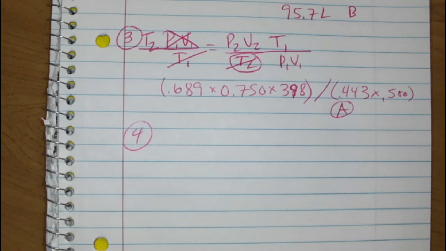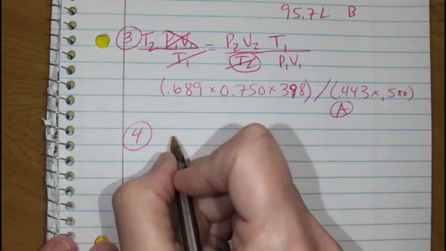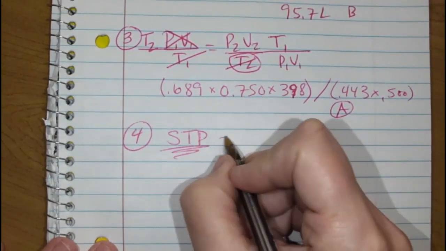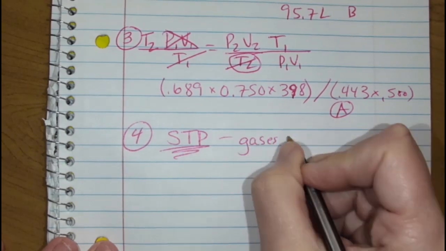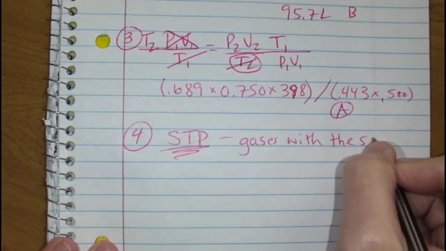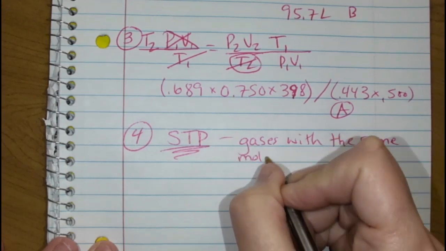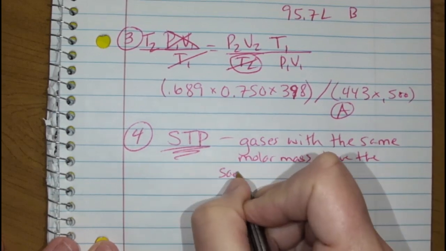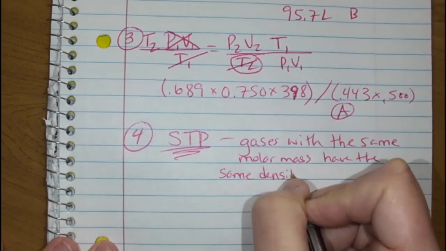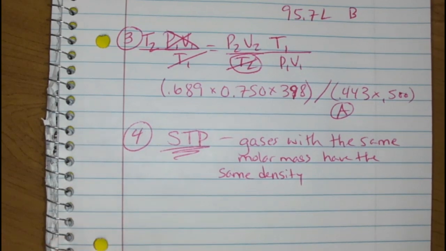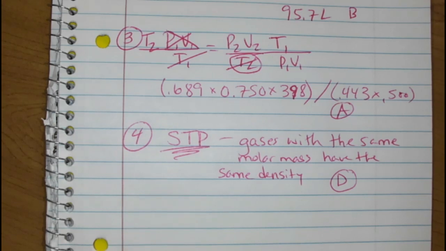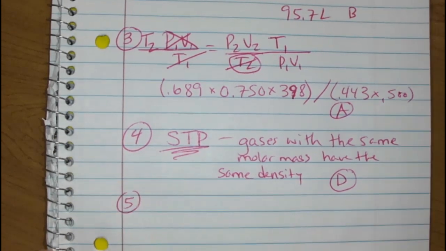they ask which of the following gases will have the same density at STP. So it's important to recognize at STP, this is probably important to remember, gases with the same molar mass have the same density. So then it's just a matter of finding the molar mass of all of the gases, and you'll find the correct answer is D. That carbon monoxide and nitrogen both have a molar mass of 28 grams per mole. Okay, so let's take a look at number 5.